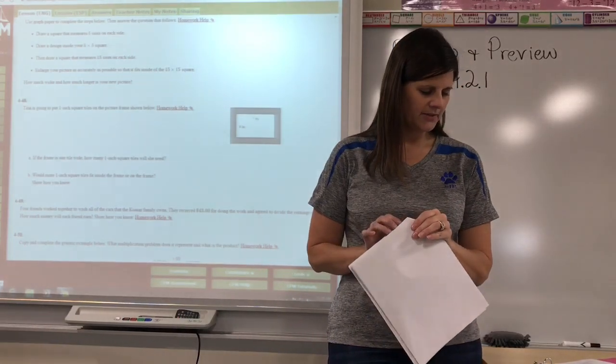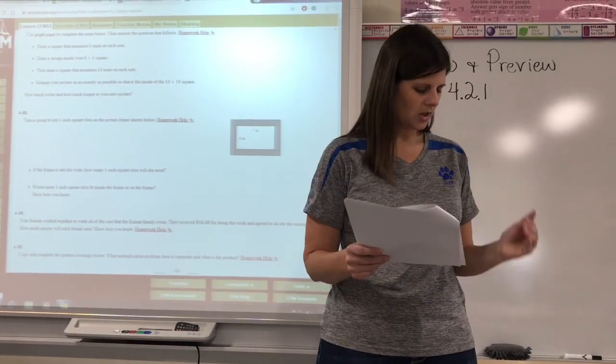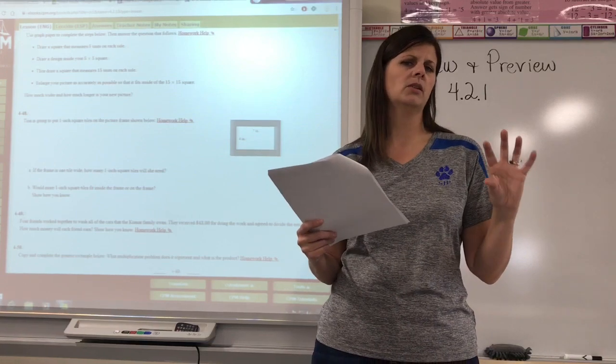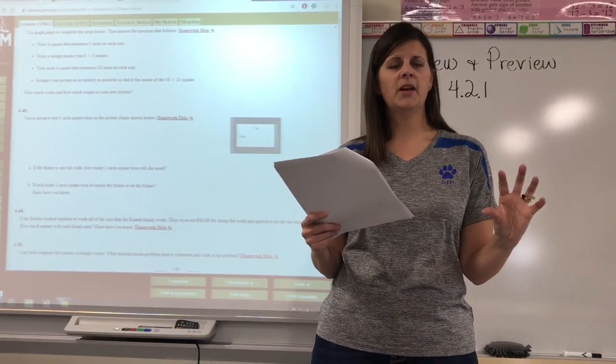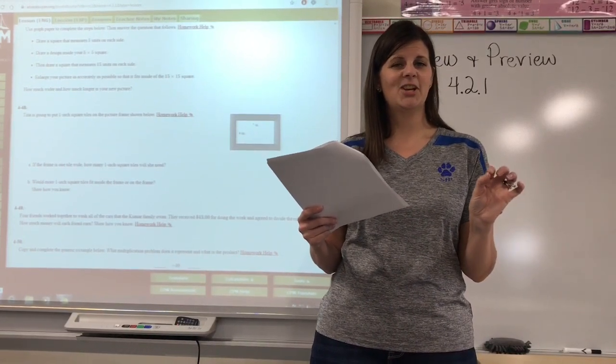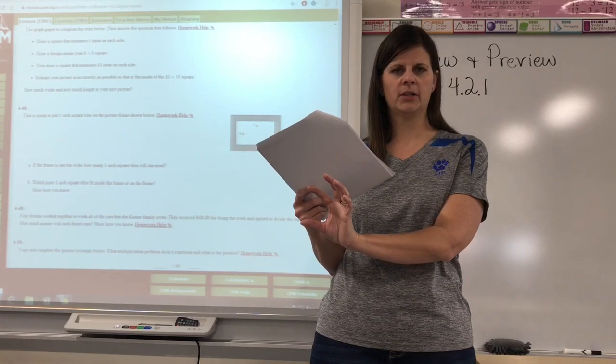For question 51, it says use a portions web to rewrite each percent as a fraction, as a decimal, and with words or a picture. So for A, B, C, and D, all 4, you're going to have to make your own portions web. Since all of these start us off with a percent, that's what you can start with over here in the lower right-hand corner. Think about what that percent is, maybe move the decimal point 2 places to the left, to make it a decimal that we can put over here on the lower left-hand corner.